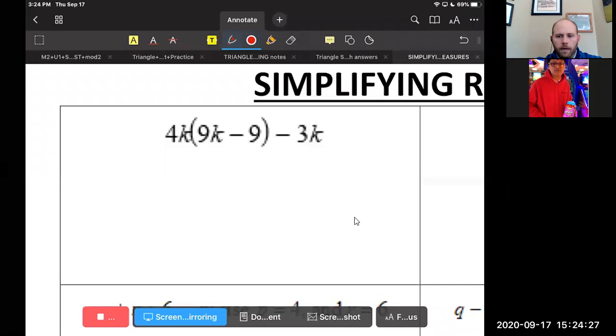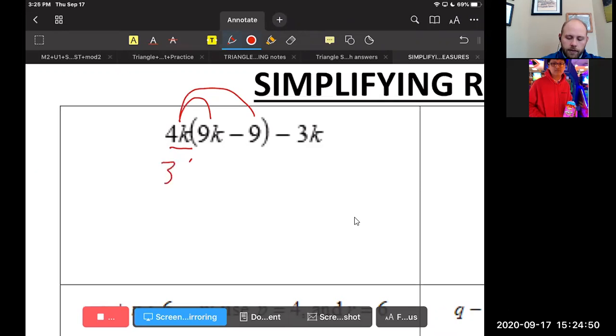So I'm going to take this entire term, 4k, multiply it by the 9k, and then I'm going to take it again and multiply it by the negative 9. All right, so I know it looks confusing with the variables. That's why we take it one step at a time. You just do the numbers first. So 4 times 9 is 36.